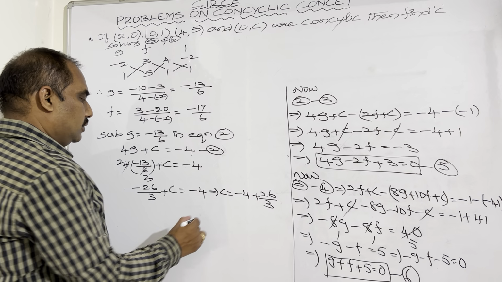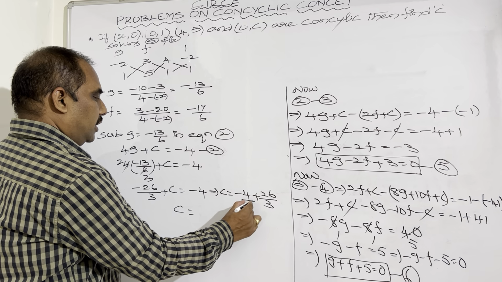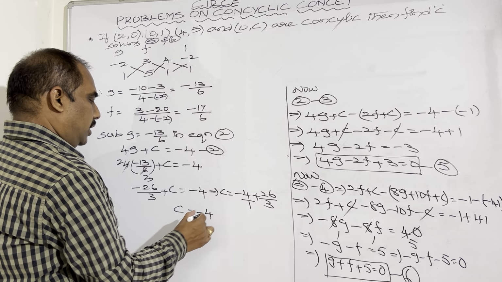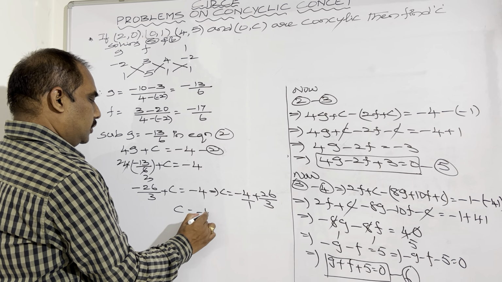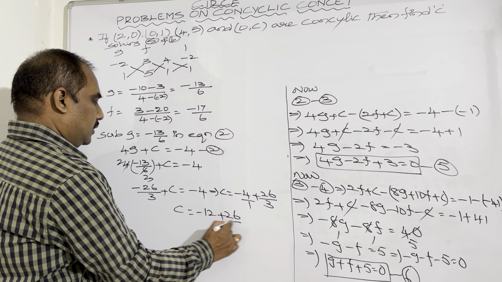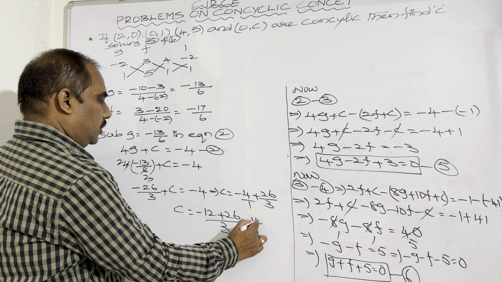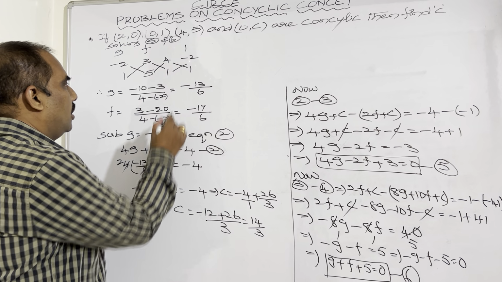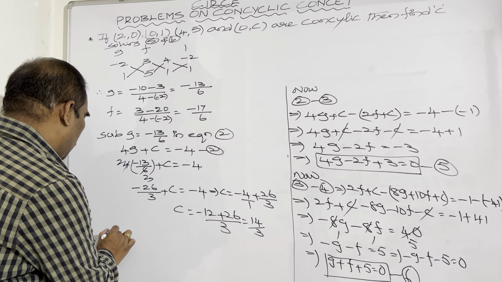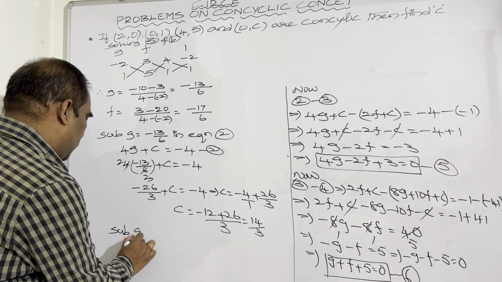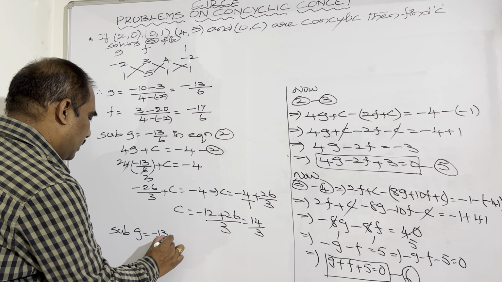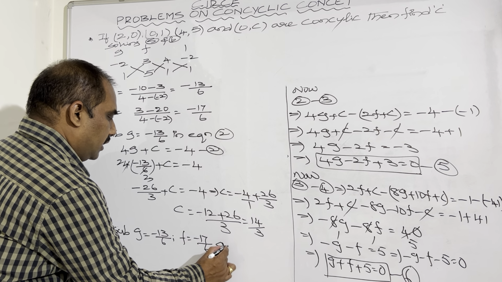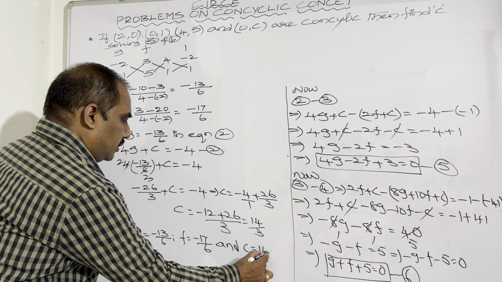See, what do you get? So C is equal to, if you take the LCM, minus 4 into 3, that is minus 12, plus 26 by 3, which becomes 14 by 3. Now we get C is equal to 14 by 3. We have G value and F value. So G is equal to minus 13 by 6, F is equal to minus 17 by 6, and C is equal to 14 by 3.